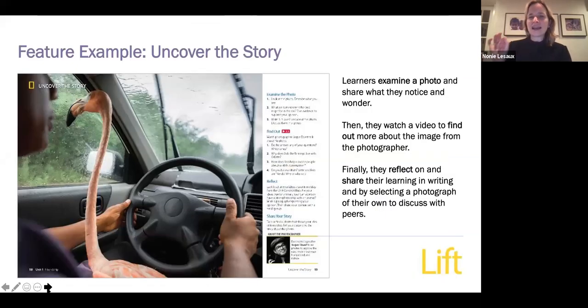As one example, if we circle back to this unit of study, which is about the animals, here learners are examining this photo and sharing what they notice and wonder. And then they watch a video to find out more about the image from the photographer. And finally, they reflect on and share their learning in writing by selecting a photograph of their own to discuss with their peers, right? So we started with the unit, with the topic, the essential questions, the theme.